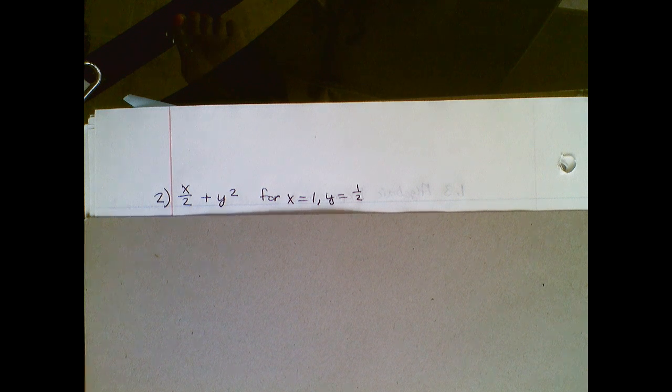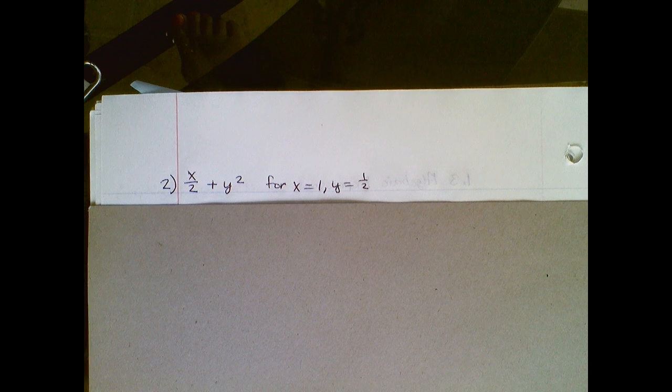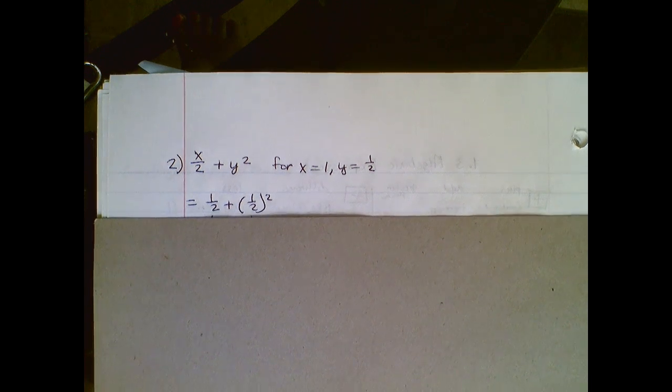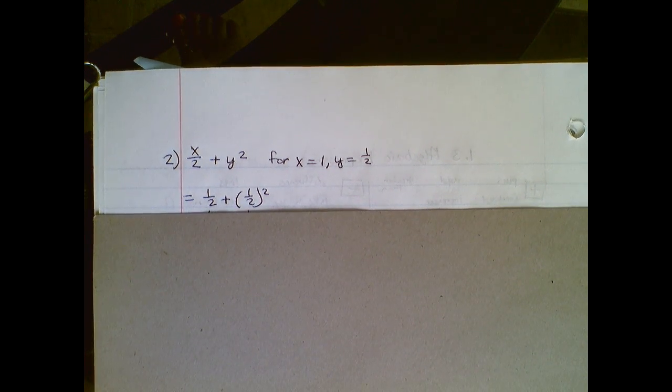So for this one, the expression is x divided by 2 plus y squared. My x is 1 and y is 1/2. So our first step, again, is just plugging in x equals 1 and y equals 1/2. And then from here, we're going to do order of operations. So order of operations, we need to do our exponents first.